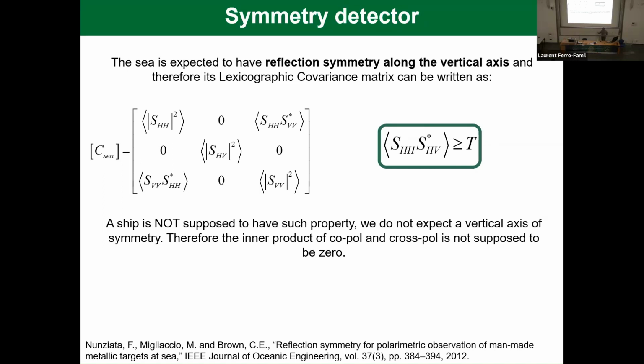While boats, ships, no, because the stern may be different from the bow. I don't know if those are the right words, but anyway, the front and the back can be different. So if you put a threshold on C12, then if you have sea, it will be very low. If you have a target, it will be very high, and you get your detector.